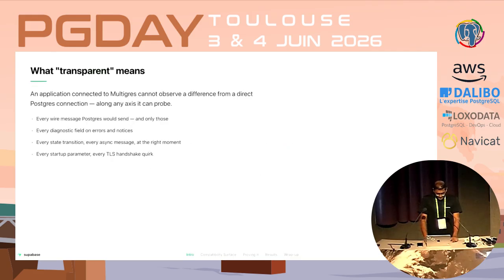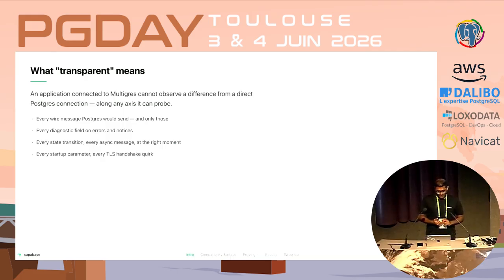So we needed a definition to hold ourselves to. And here is our definition. An application connected to Multigres cannot observe any difference from a direct Postgres connection along any axis that it can reasonably probe. And then we made that concrete.